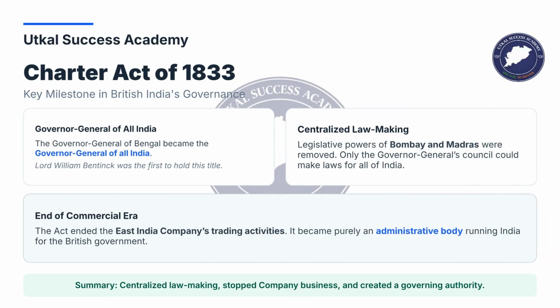The Charter Act of 1833 was a key milestone, marking the centralization of governance. The Governor-General of Bengal became the Governor-General of all India, first held by Lord William Bentinck. It centralized lawmaking and ended the East India Company's commercial era, making it an administrative body.